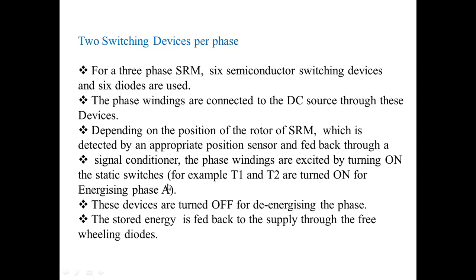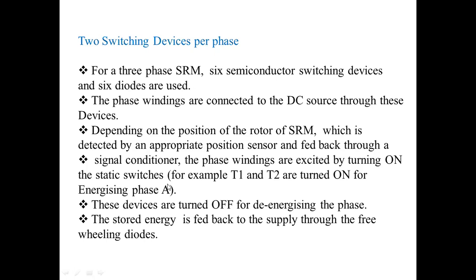Unaligned is a different one. Aligned means whenever any phase of the stator has been excited. Here, depending on the position of the rotor of the switched reluctance motor, which is detected by an appropriate position sensor and fed back through a signal conditioner.